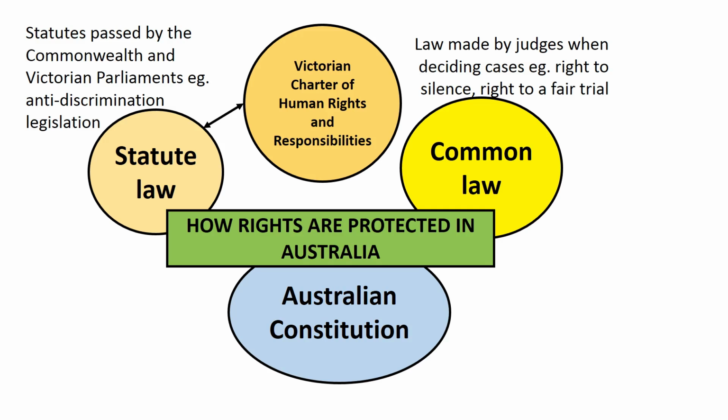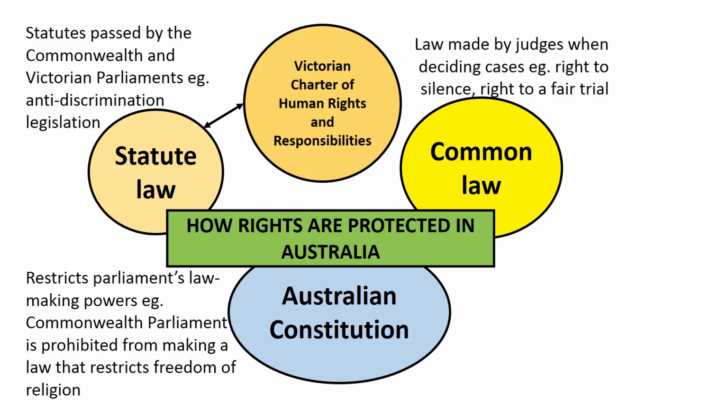As I've said, in this video, we are going to look at how the Australian Constitution protects rights. We will see that the Australian Constitution protects our rights by restricting the law-making powers of Parliament. For example, you will see that the Commonwealth Parliament is prohibited from making laws that restrict freedom of religion.